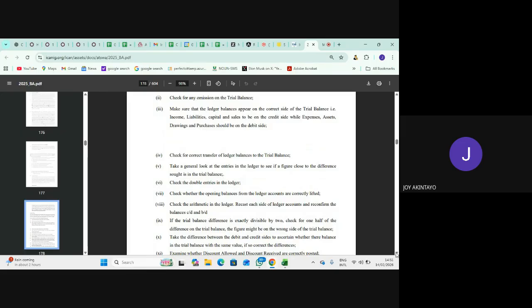If the trial balance difference is exactly divisible by 2, check for one half of the difference on your trial balance. The figure might be on the wrong side of the trial balance. If the difference is divisible by 2, you look for the half on both the debit side and the credit side of your trial balance, to see if the error has been posted on the wrong side of your trial balance.